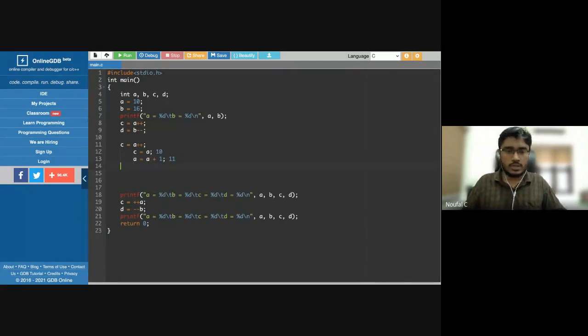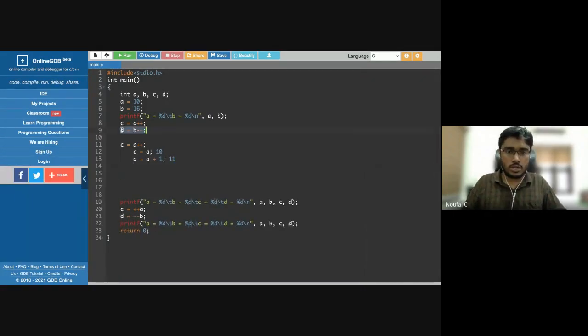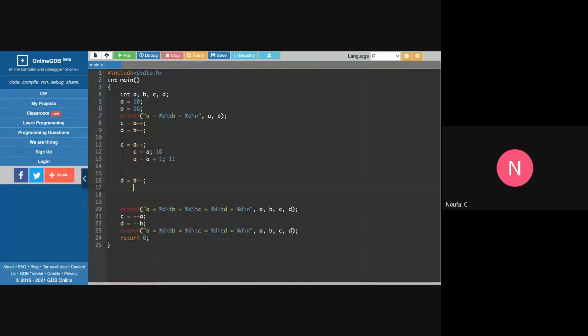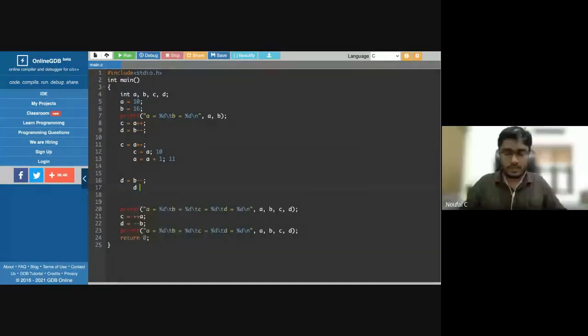Now this next line, D equal to B minus minus. Let's dissect it. First I will be writing D equal to B, that is happening first. The value of B is 16, so the same value goes to D also. So the value of D will be 16.